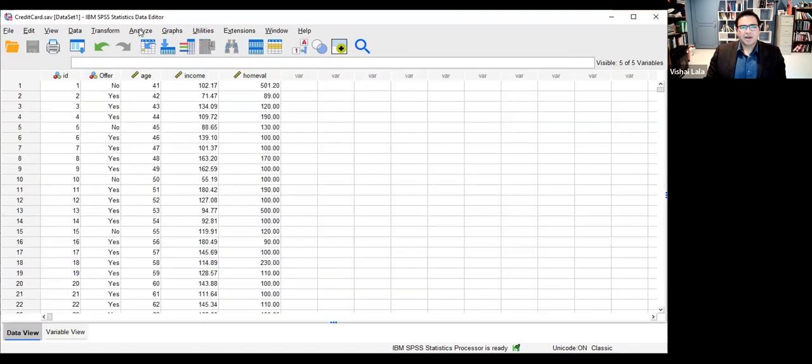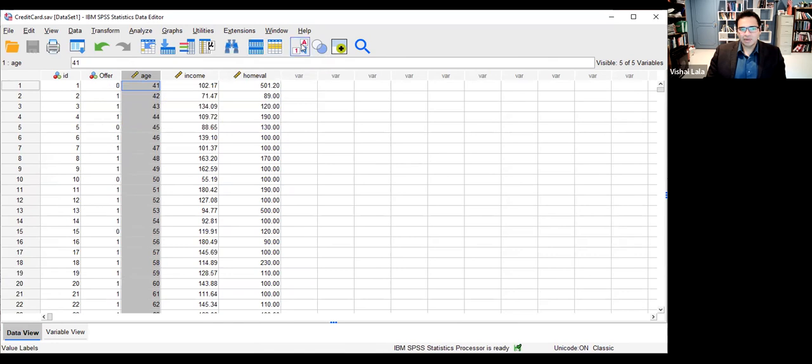Now, what we're going to first do here is utilize age to predict whether somebody accepts a credit card offer or not. The possibilities for offer are 0 or 1. That's yes or no. So we're really keen on finding out what is the probability of somebody accepting the offer. What is the probability of the event? In this case, a yes.